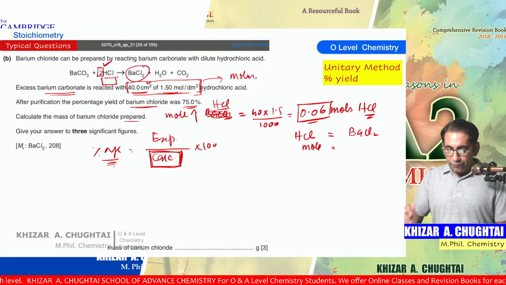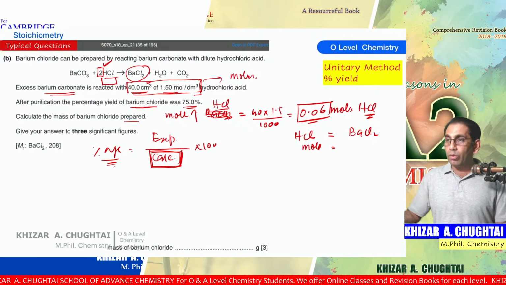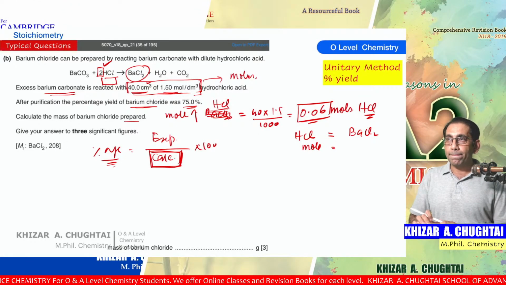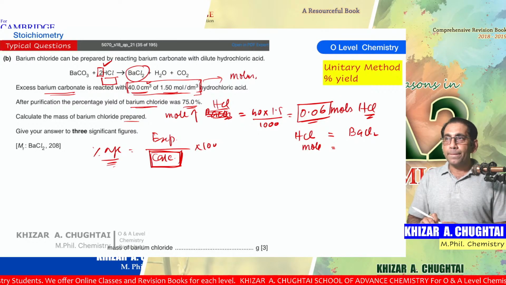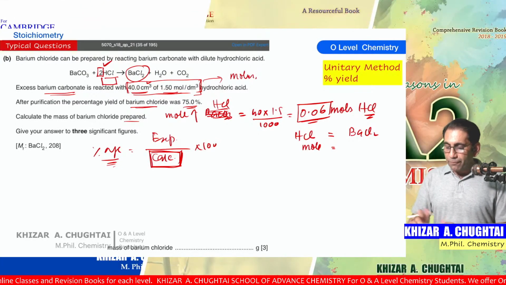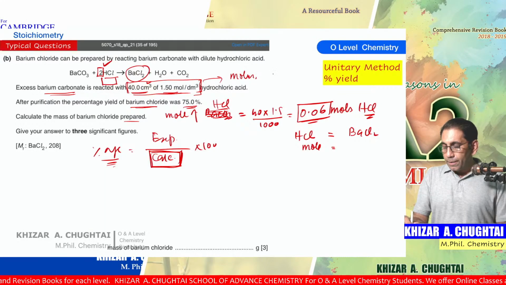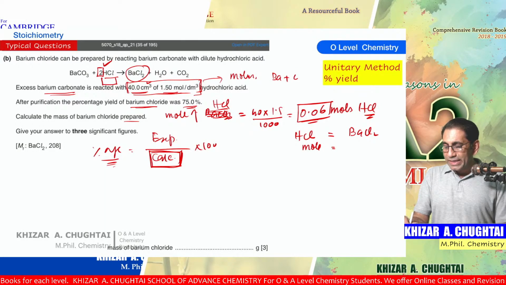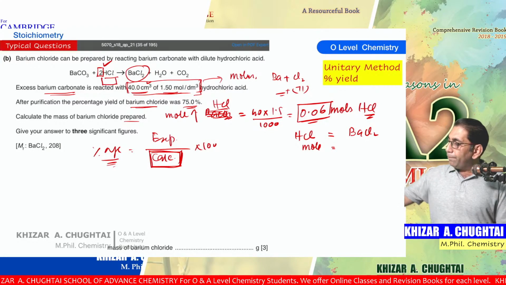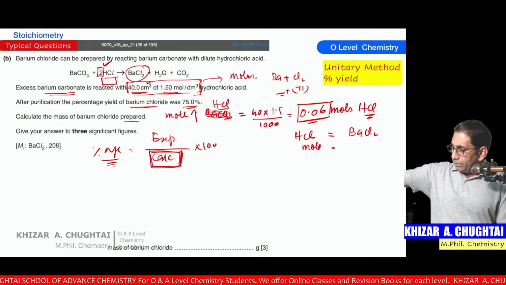What is the mass of this barium chloride? Please let me know in the comment section. What is the mass of BaCl2? Ba plus Cl2. Cl2 is equal to 71. What is the Mr of barium? Let me check it over here.